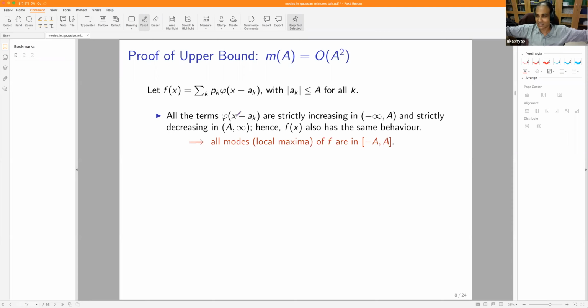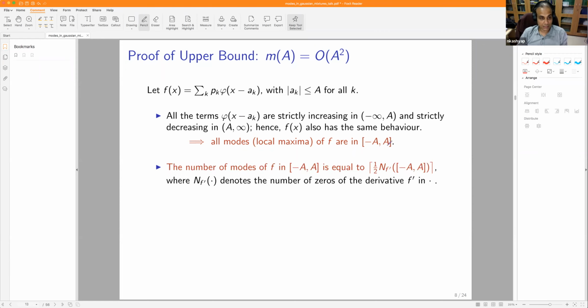We are looking at a situation where the variance is small compared to a. The Gaussian variance is 1, and a is kind of large. So the Gaussians fall off pretty sharply as soon as you get off the center, and all the centers are between -a and a. Outside of -a to a, everything is falling, so any maxima that this mixture has must lie between -a and a. So all the modes lie in -a to a. That's one simple observation.